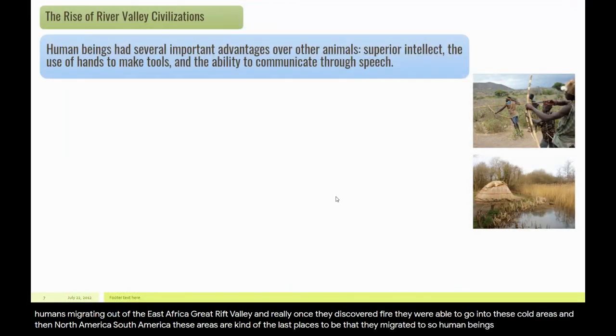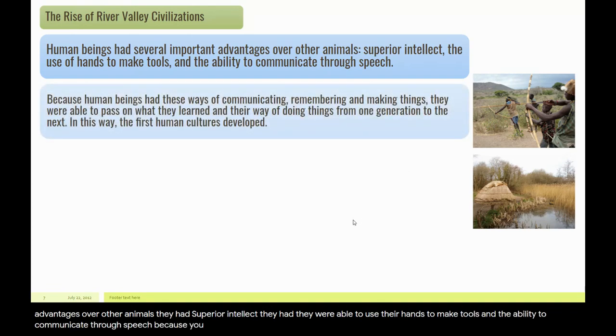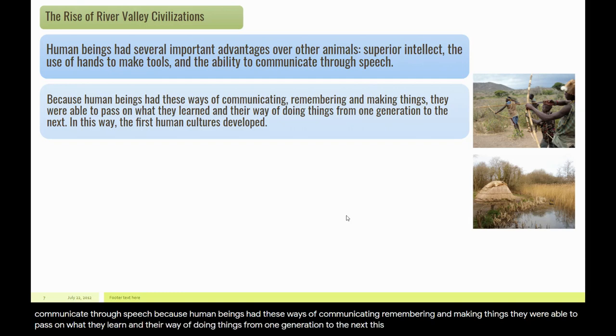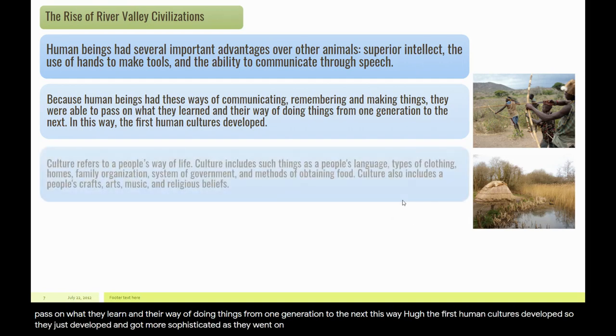Human beings had several important advantages over other animals. They had superior intellect, they were able to use their hands to make tools, and they could communicate through speech. Because human beings had these ways of communicating, remembering, and making things, they were able to pass on what they had learned and their way of doing things from one generation to the next. This way, the first human cultures developed, and they just got more sophisticated as they went on.